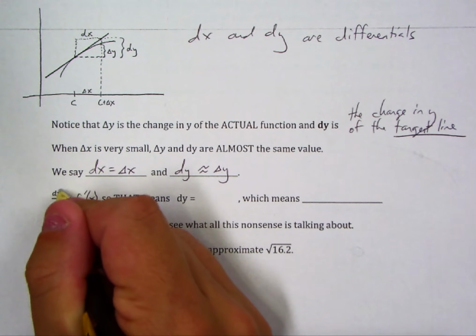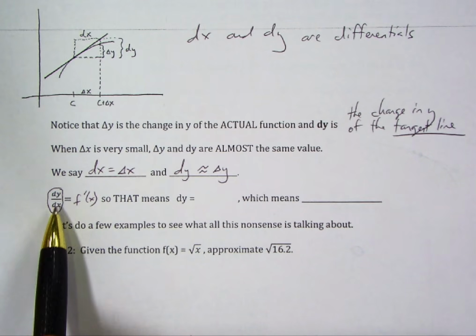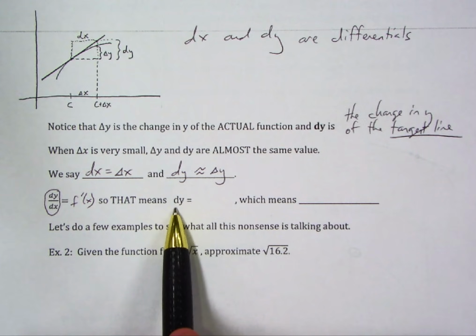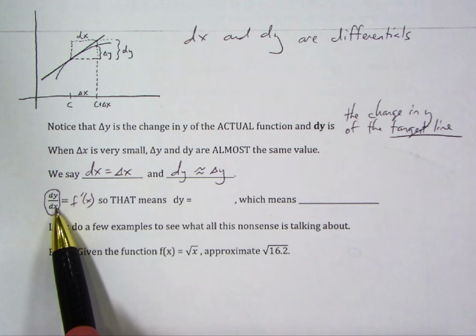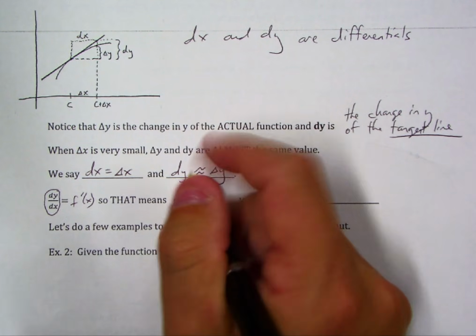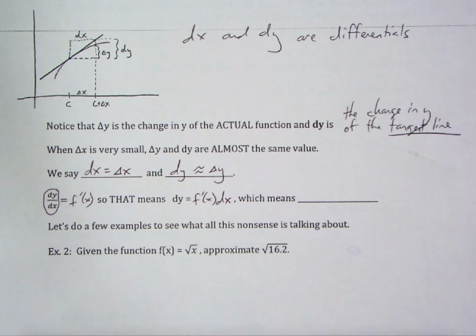The reason this notation came to be is because it looks like a fraction, and it actually behaves like a fraction. This is not technically a fraction. It's a noun. This is standing for derivative, but it behaves like a fraction. So much so that if I wanted to solve this for dy, I could just multiply both sides by dx. So dy is the same as f prime of x dx.